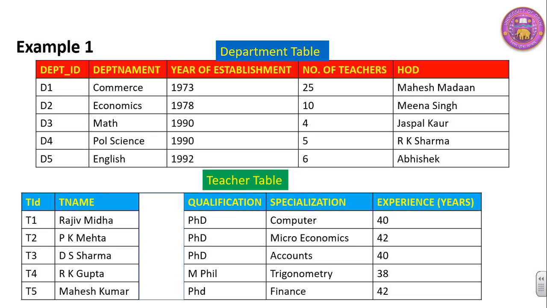Look at these two tables. One table is the department table and the second table is the teacher table. In the department table we have department ID, department name, year of establishment, number of teachers and head of department. In the teachers table we have teacher ID, teacher name, their qualification, their specialization and their experience in years. In this particular case, there can be a number of teachers in one particular department.